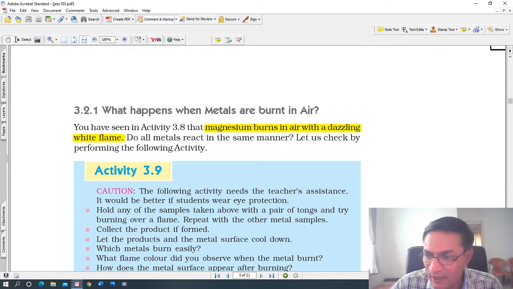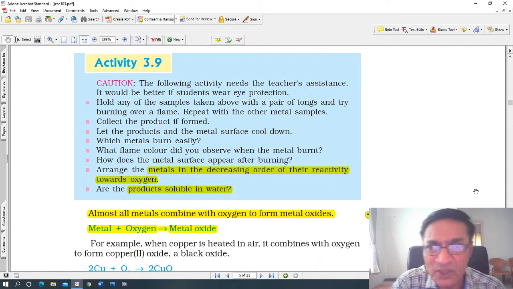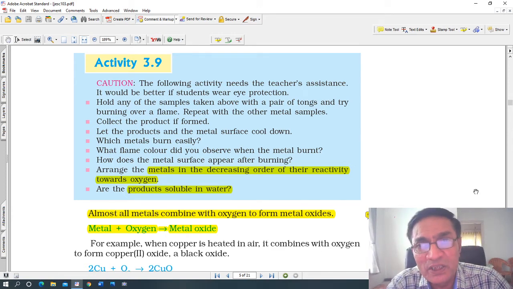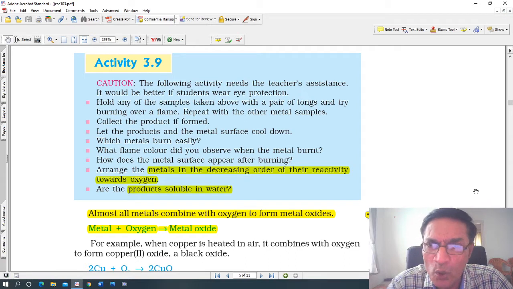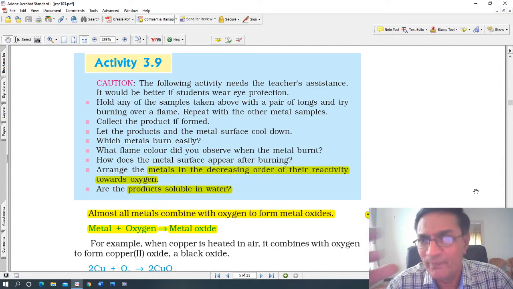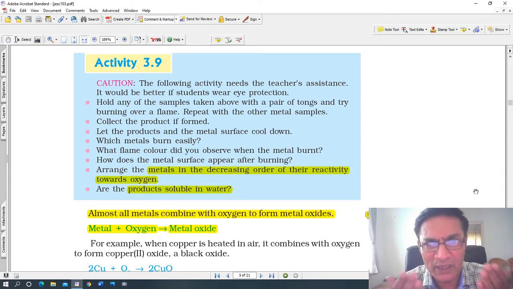All right. Now let us just see this activity here. The following activity needs the assistance of teachers. It would be better if students wear eye protection. In fact, whenever an experiment is conducted in the chemistry lab, one has to be careful. Use all precautions possible. Okay, hold things with a pair of tongs if necessary. Wear eye glasses. Special glasses are there. They are not sunglasses, but they are special glasses which can be used in the lab. They are generally made of plastic. Okay, they just provide protection. They are very clear plastic.